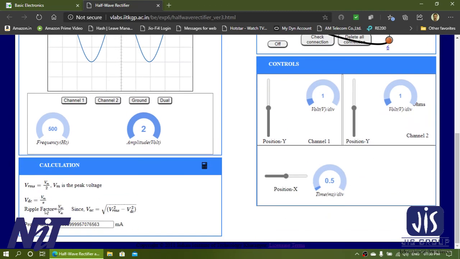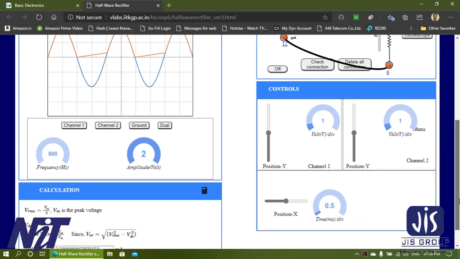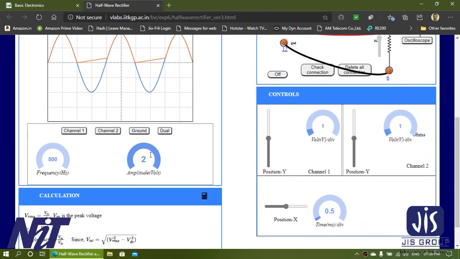So definitely after doing this calculation in the same way as I did in the previous experiment, you will get the same ripple factor 1.21, so nothing to worry about. So you have to do it on your own: change your input voltage to any other value and do the experiment, or you can change your frequency also.